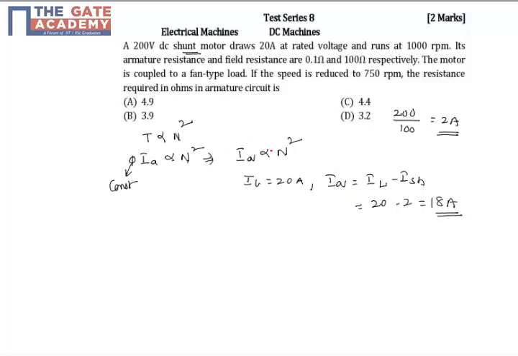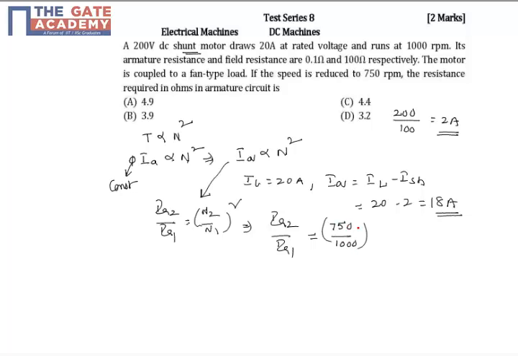Now you find out Ia2. From this, what I can write is Ia2 by Ia1 is equal to N2 by N1 whole square. So Ia2 by Ia1 is equal to 750 by 1000, whole square. From this we can find the current, and this current will be Ia2. If you simplify this, you get 10.125 amperes, because Ia1 is given as 18 amperes.